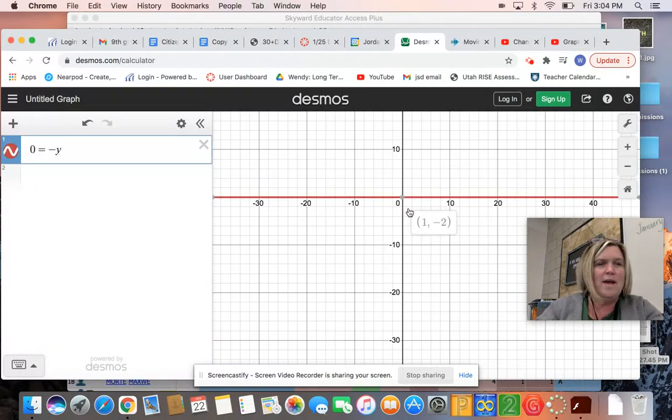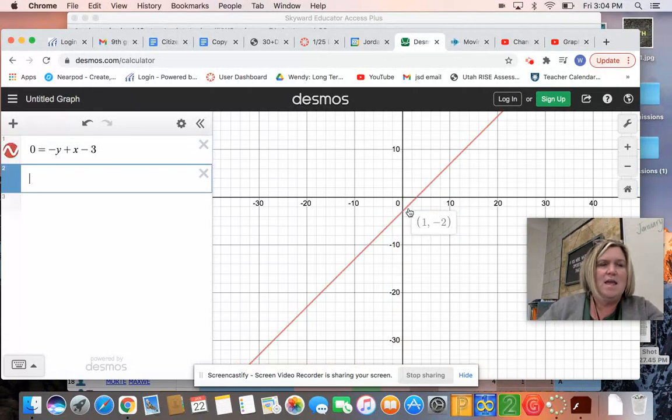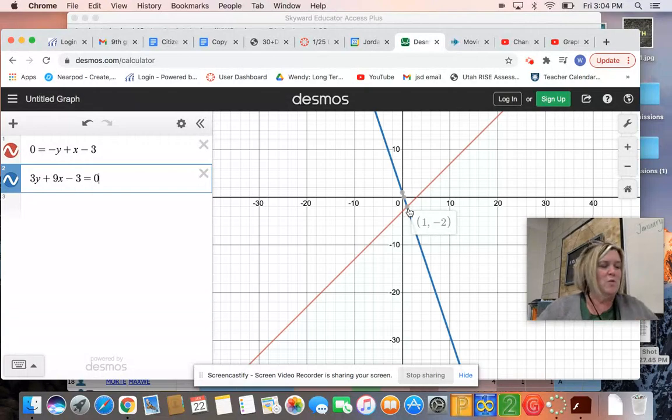So the equations are 0 equals -y plus x minus 3, and 3y plus 9x minus 3 equals 0. Again, let's see where they intersect. Oh, another 1 and -2. Lots of 1 and -2s in this system solution. So that's where the lines intersect.